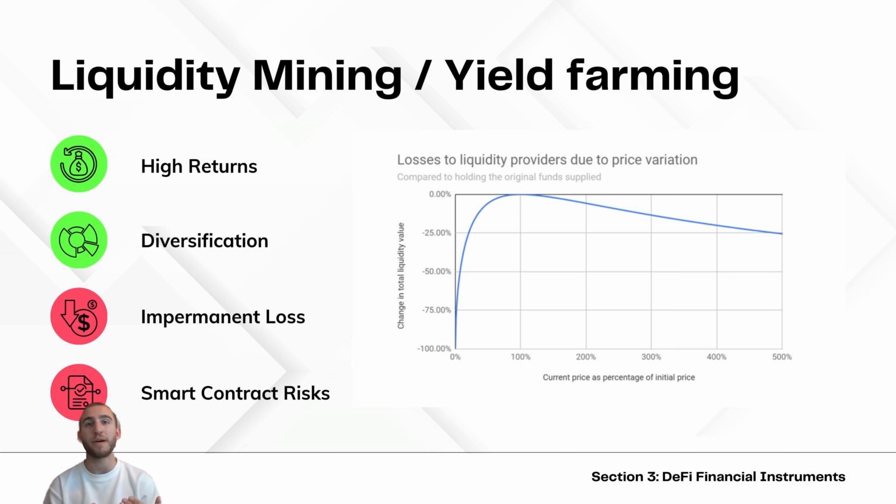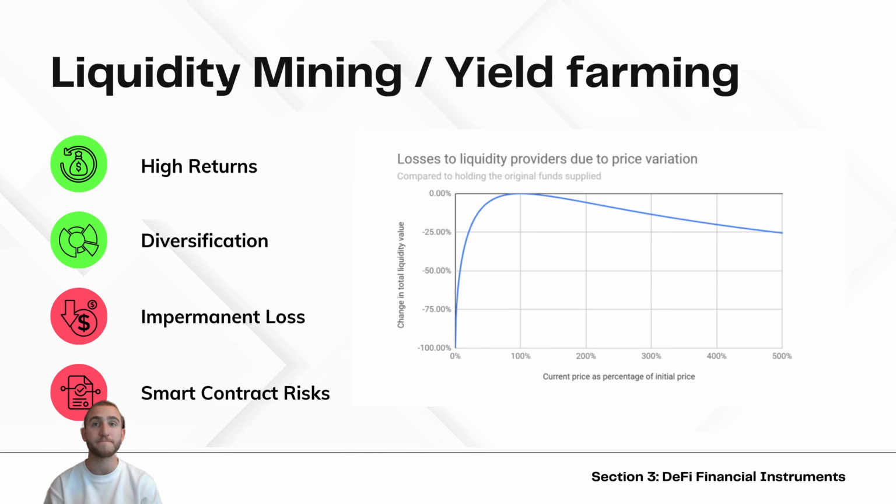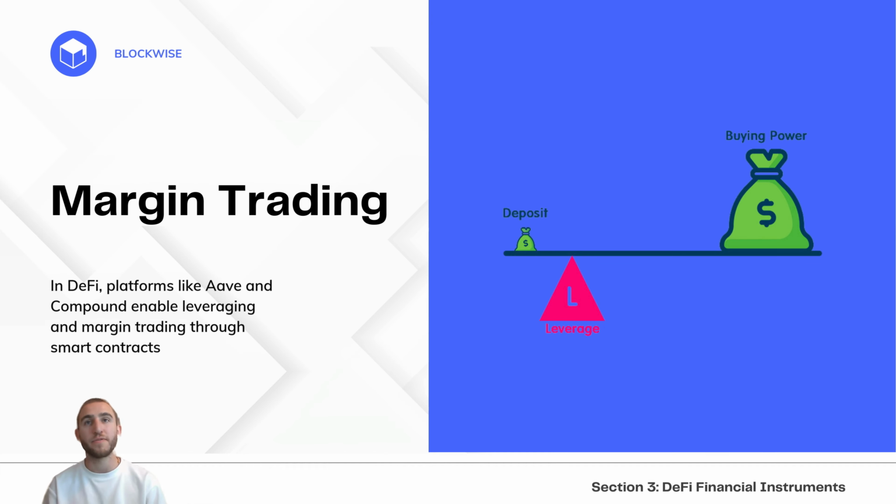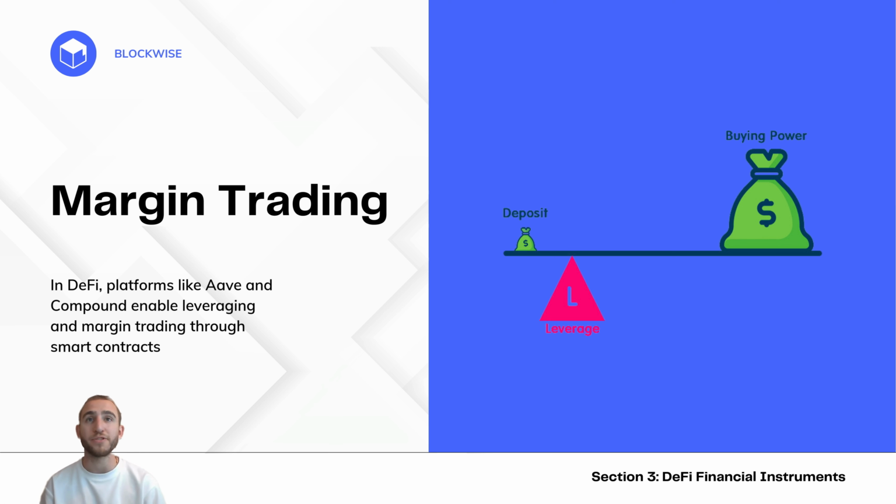Or some DeFi platforms even offer impermanent loss protection mechanisms, which reimburse liquidity providers for any losses incurred due to these price fluctuations. And then, as discussed, all these DeFi protocols rely on smart contracts, which can have vulnerabilities. So, therefore, it's crucial to conduct thorough due diligence and choose reputable platforms to mitigate these risks when you're participating in liquidity providing. So, to finish this up, I'm just going to quickly talk about margin trading.